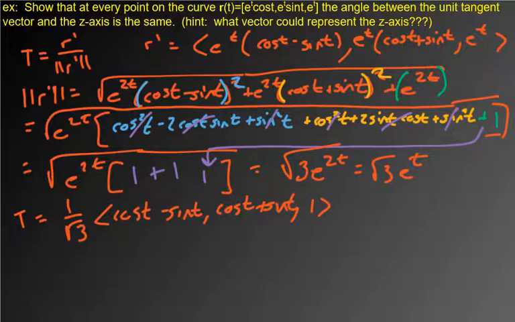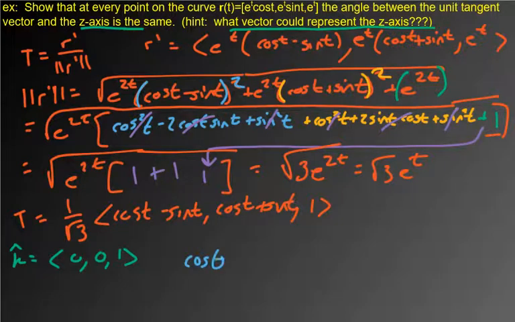Now you need to think about what represents the z-axis. This is kind of like my hint here. You just need something that's parallel, so I would just take k hat, the 0, 0, 1 vector. And so what we really want to show is, if we take the cosine of theta, we basically want theta to be the same for T dot k hat. I guess T is also a unit vector.